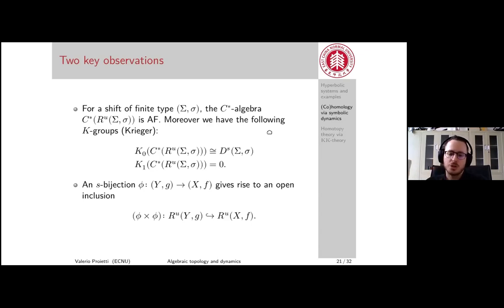The second observation is that if I get an S bijection between two Smale spaces, so for example, here Y could be a shift of finite type and X would be the space that we want to compute the homology of. If we look at what phi induces at the level of groupoids, it will induce an open inclusion. So this allows us to view R^u(Y) inside R^u(X) as an open subgroupoid.